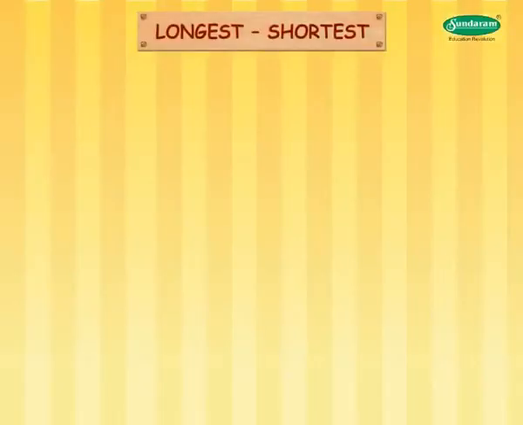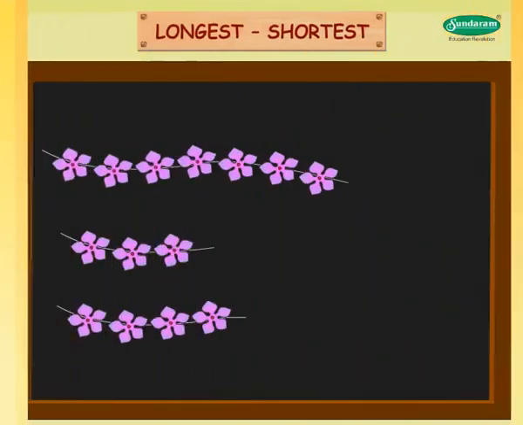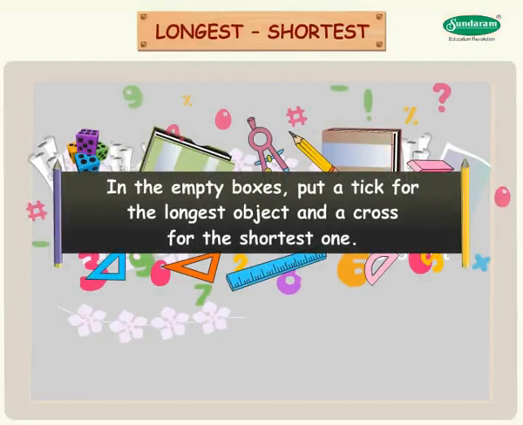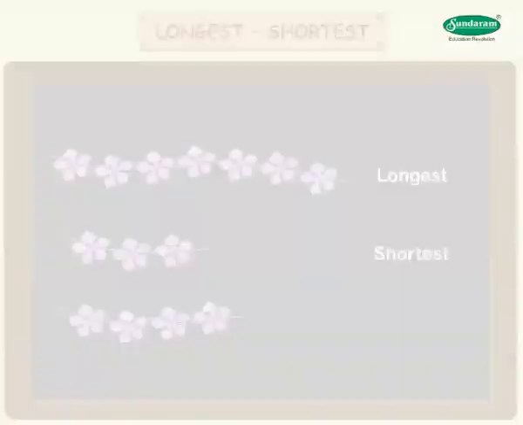Longest, shortest. In the empty boxes, put a tick for the longest object and a cross for the shortest one.